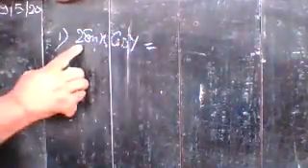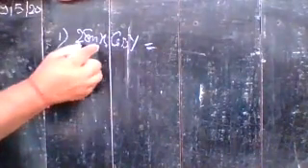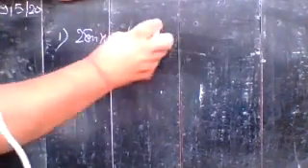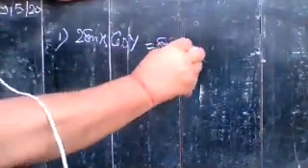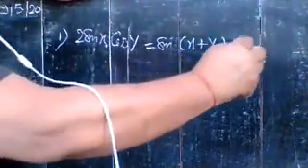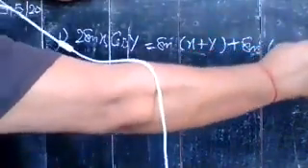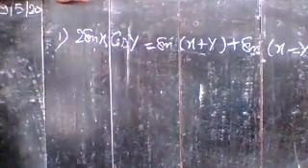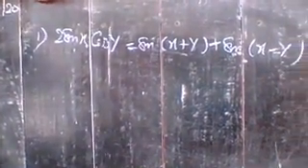So write your first identity: 2 sin x cos y. Here you see that the functions are in the form of a product. So 2 sin x cos y is equal to sin(x plus y) plus sin(x minus y).